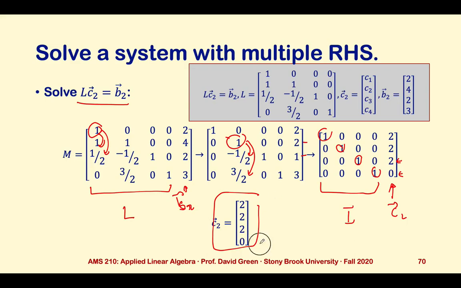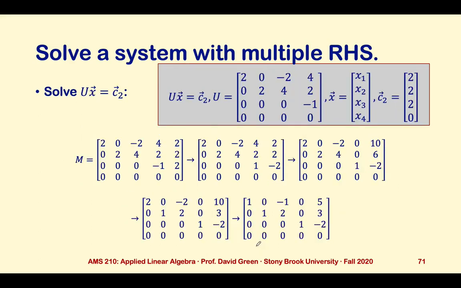Note the 0 here in the last entry is what is going to allow this to actually have a solution for the next piece. Looking at the upper triangular form, we do the same thing. We construct an augmented matrix with U and C2.